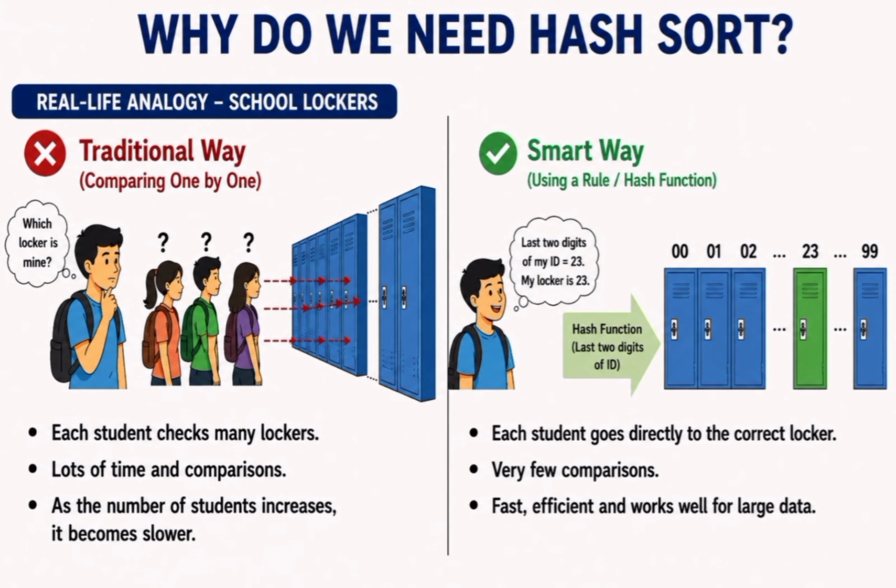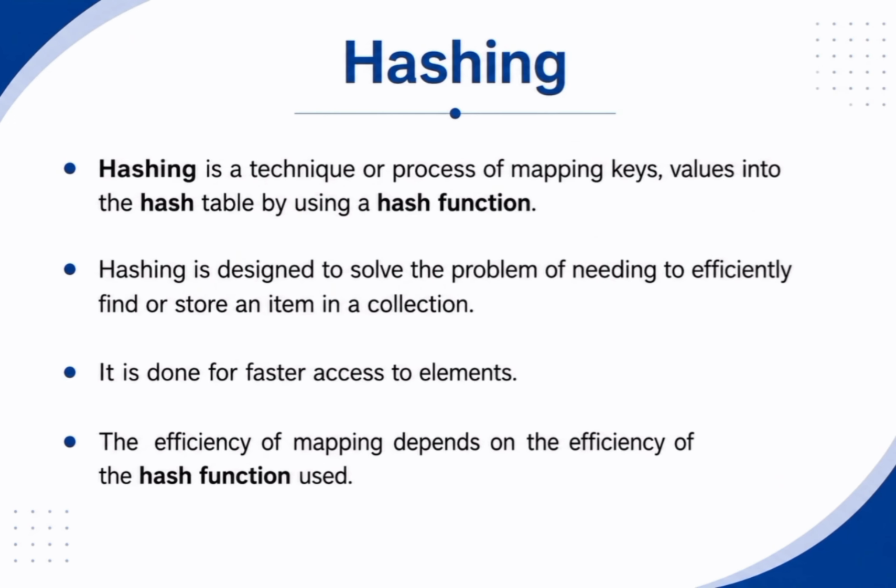Hash sort works in the same way. Instead of repeatedly comparing elements, it uses a hash function to place each element directly into the slot or cell, reducing comparisons and improving sorting efficiency. Basically, hashing is a technique used to store and retrieve data easily. It works by using a hash function to convert a key into an index in a hash table. This allows us to find or store data much faster than searching through every item.